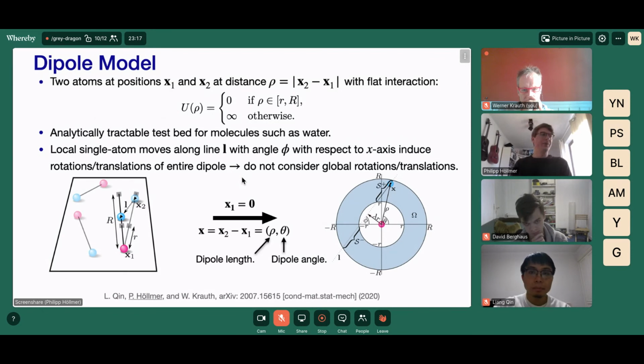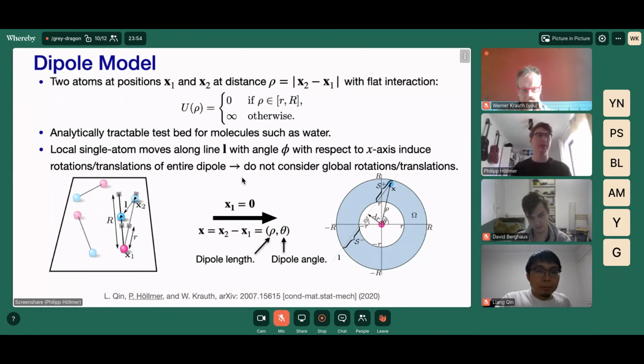If you want, you can also view this dipole as part of a lot of dipoles, and then you just assume that you have hard sphere interactions between all of these spheres or atoms. But in order to get analytic results, we first studied a single dipole. Of course, if you only consider a single dipole, we can always factor out the position of the first atom, because any movement of the first atom x1 just induces an inverse movement of the atom x2. And this is why I will set x1 to 0, and then I define my x as x2 minus x1.